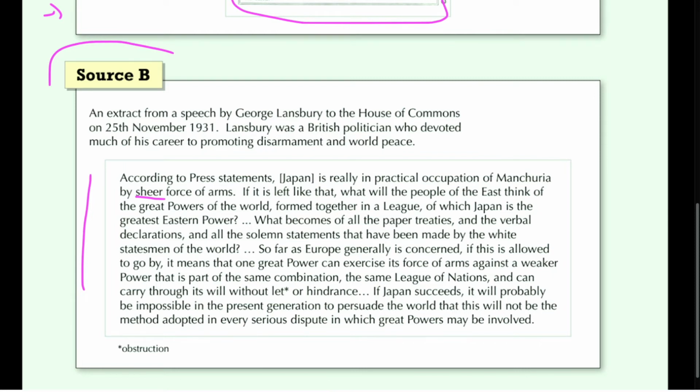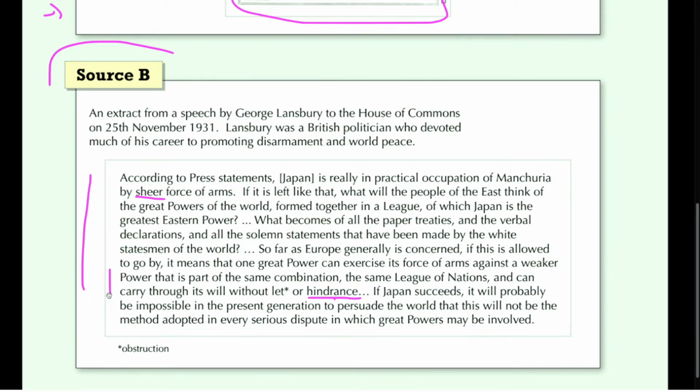Can carry through its will without let or, and then this is a very interesting word, okay? So pay attention on the pronunciation. Hindrance. Again, hindrance. So I'm gonna read that part again, just for us to get one more time, okay? Just for you to focus on.